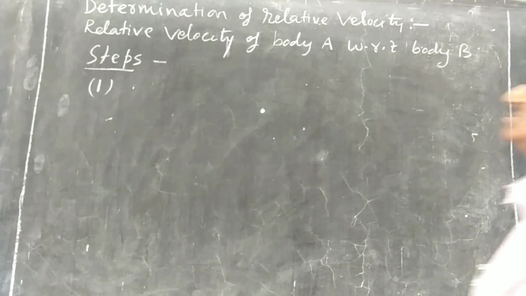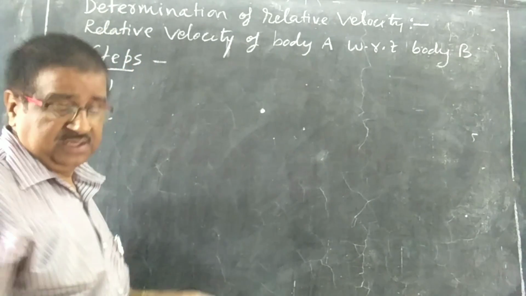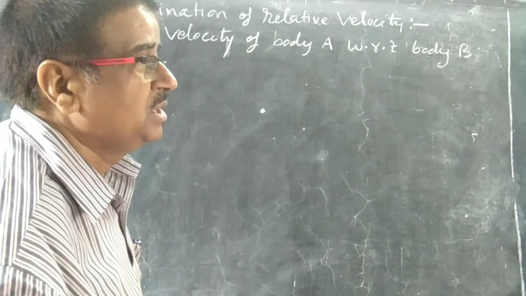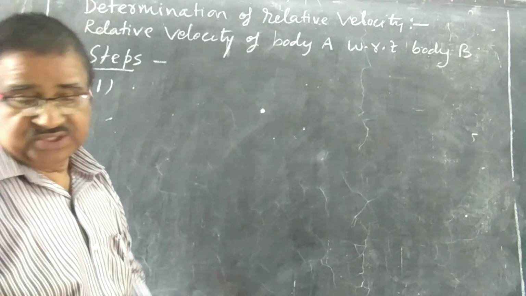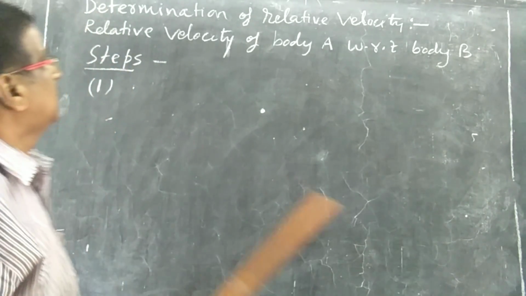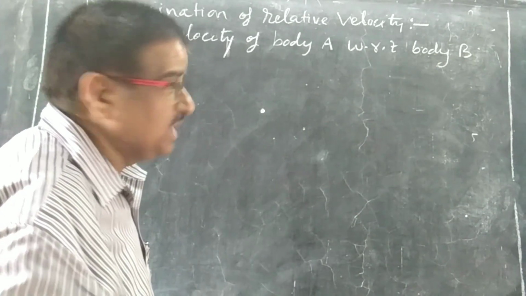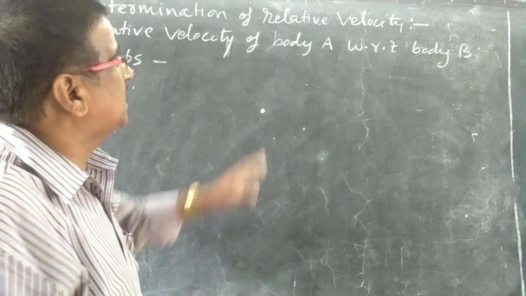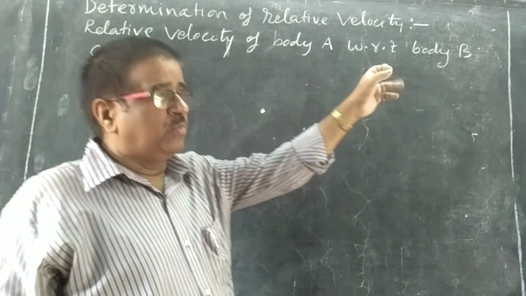Hello बच्चों, today I am going to explain how to determine relative velocity of a body. Determination of relative velocity of the body. Here, relative velocity of body A with respect to body B. We are going to calculate the relative velocity of A with respect to body B.